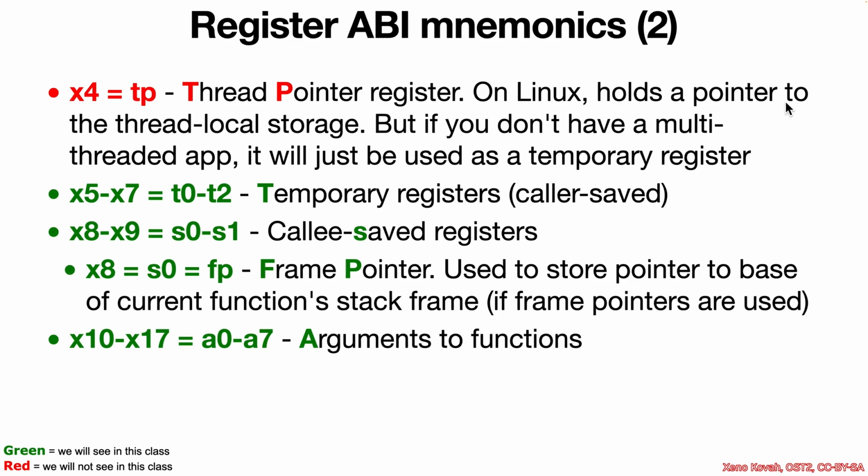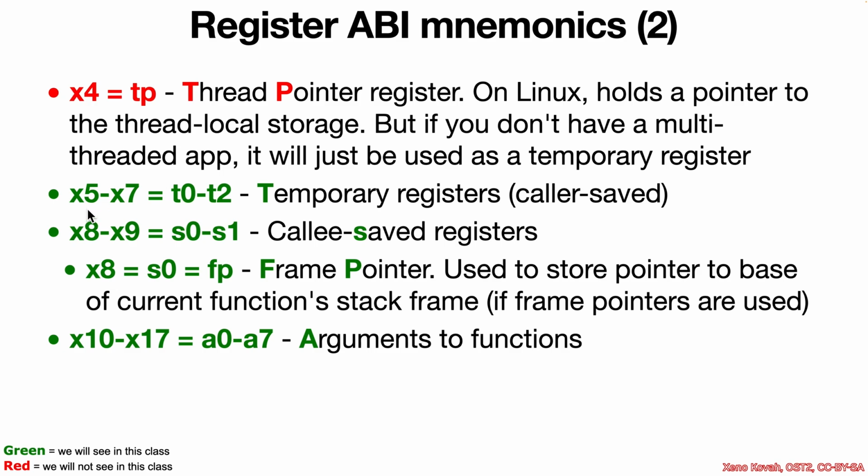And on Linux, this is supposed to hold a pointer to the thread local storage, but if you don't have a multi-threaded app, it'll just be used as a temporary register. Again, I didn't make an app that has thread local storage. That's sort of a special thing. We have all sort of non-threaded, very simple applications in this class. Though, of course, you can go off and try to experiment with that yourself and see if you can see the X4 TP register being used for this purpose.